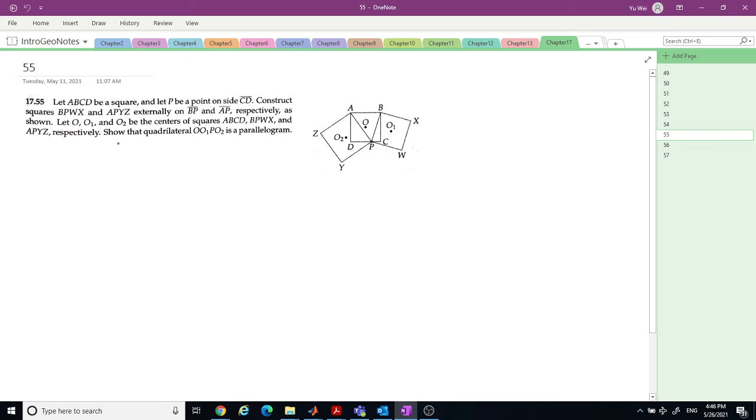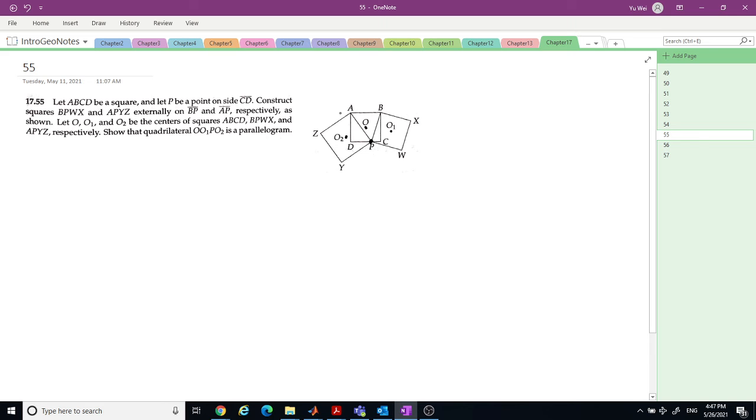For this one, we have a square, right? And we pick any point P on the DC, and then we can erect another square on AP, YZ, and another square on BP, WX.